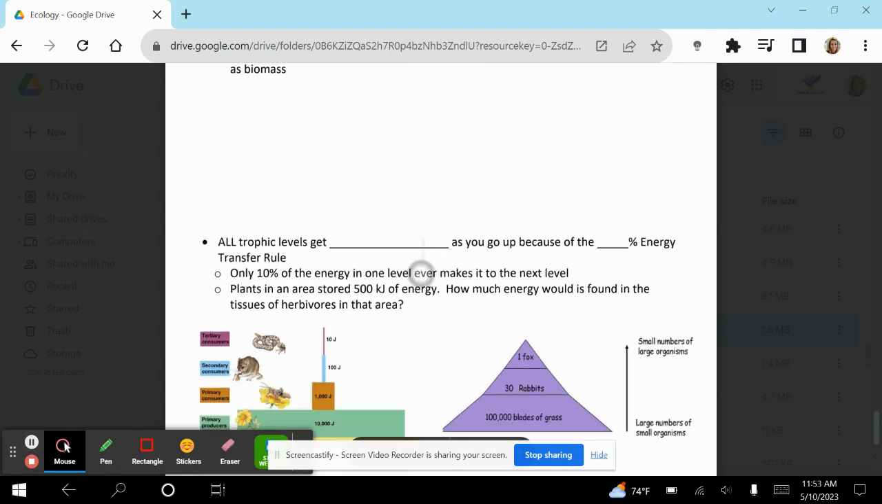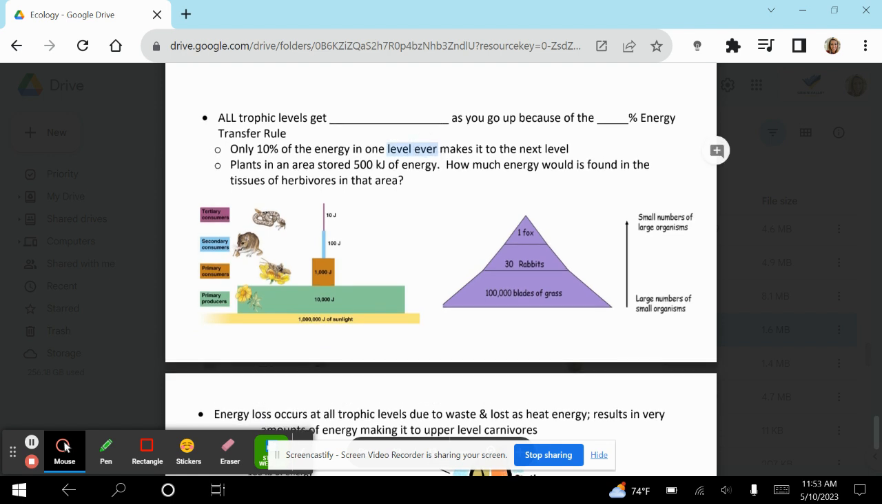So, again, the fact that we're showing this as a triangle is just helping to demonstrate that you're always going to have the most energy stored. And as for the organisms in an ecosystem, you're going to have more plants than you will herbivores and then upper level carnivores. So all trophic levels get smaller as you move up. And this is because of what's called the 10% energy transfer rule.